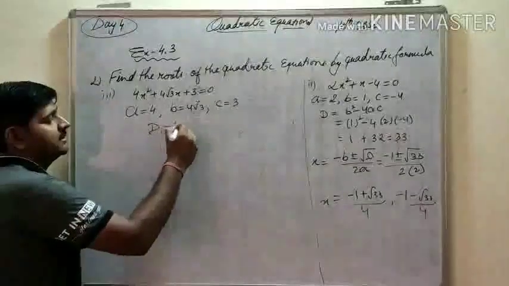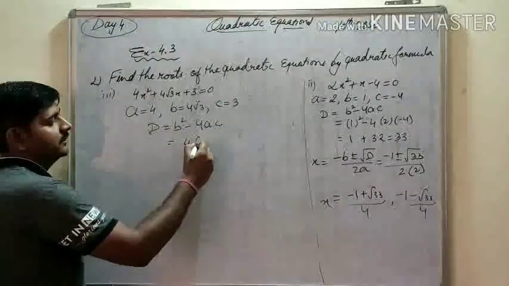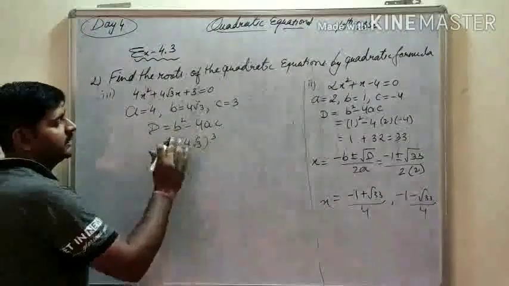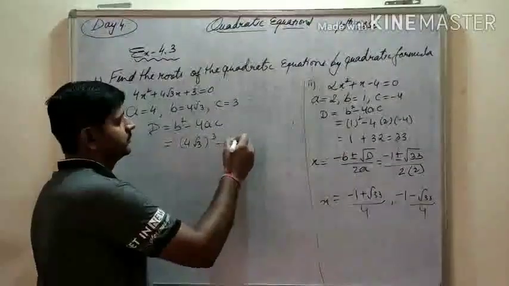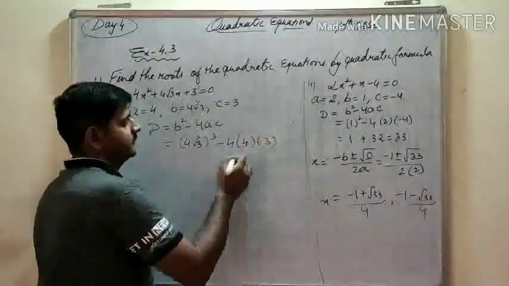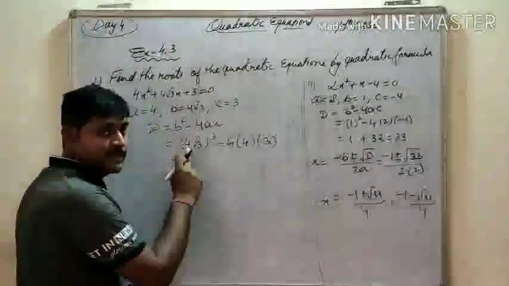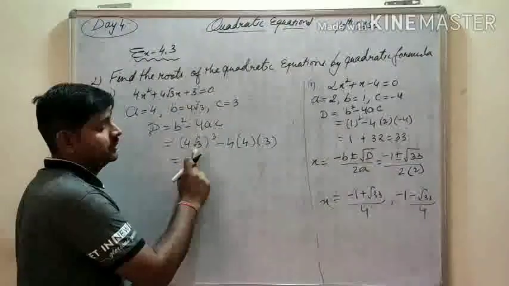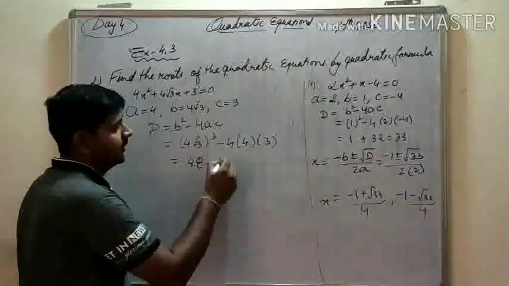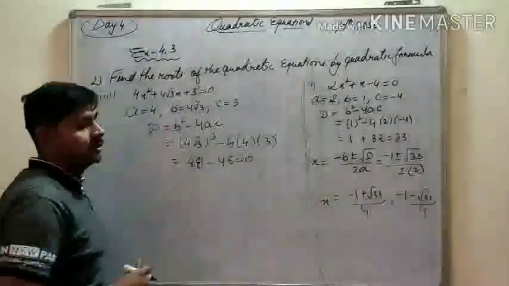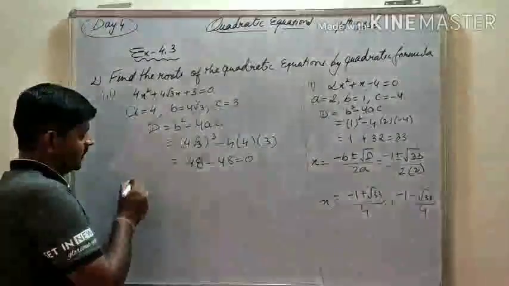Now the discriminant, that is b square minus 4ac. b is 4 root 3, and its square we will write, minus 4ac, which is 4 into 4 into 3. The square we can take very easily. 4 fours are 16 and the square of root 3 is 3. So 16 threes are 48, and 16 threes are 48. And finally we got the discriminant, that is 0. The discriminant is 0.